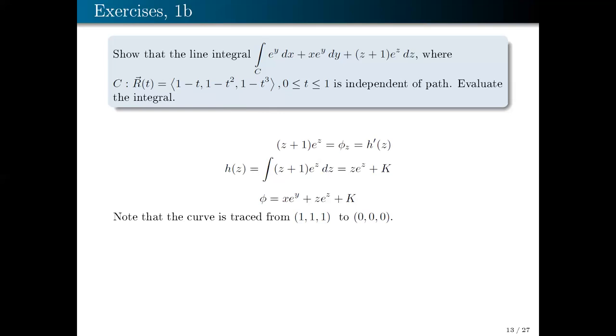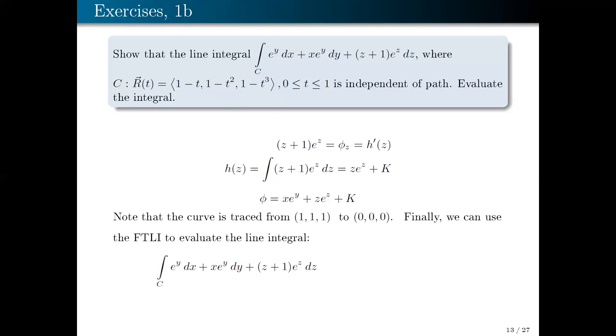Now, using our FTLI, we can evaluate this line integral as the value of phi of 0, 0, 0 minus phi of 1, 1, 1. Okay. And the rest is just algebra now. When everything is 0, including the constant k, we set this to be 0 for easier computation. Then we have 0 plus 0. And then at 1, 1, 1, we have 1 times e plus 1 times e, like this. So we have the final answer for the line integral here. Its value is negative 2e. Okay, so that's item 1.